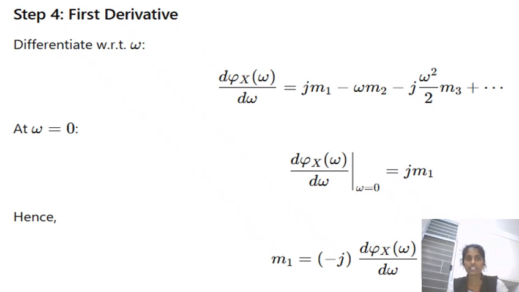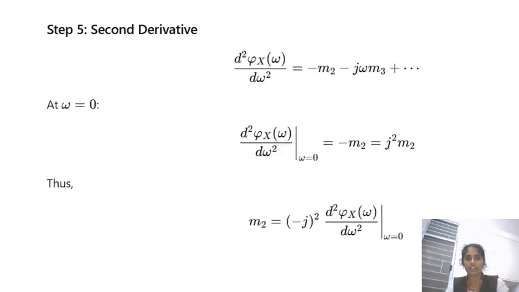Step 4. First derivative. Differentiate with respect to omega. D phi x of omega by d omega equals j m1 minus omega m2 minus j omega square by 2 m3 plus so on. At omega equals 0, d phi x of omega by d omega equals j m1. Hence, m1 equals minus j times d phi x of omega by d omega at omega equals 0.